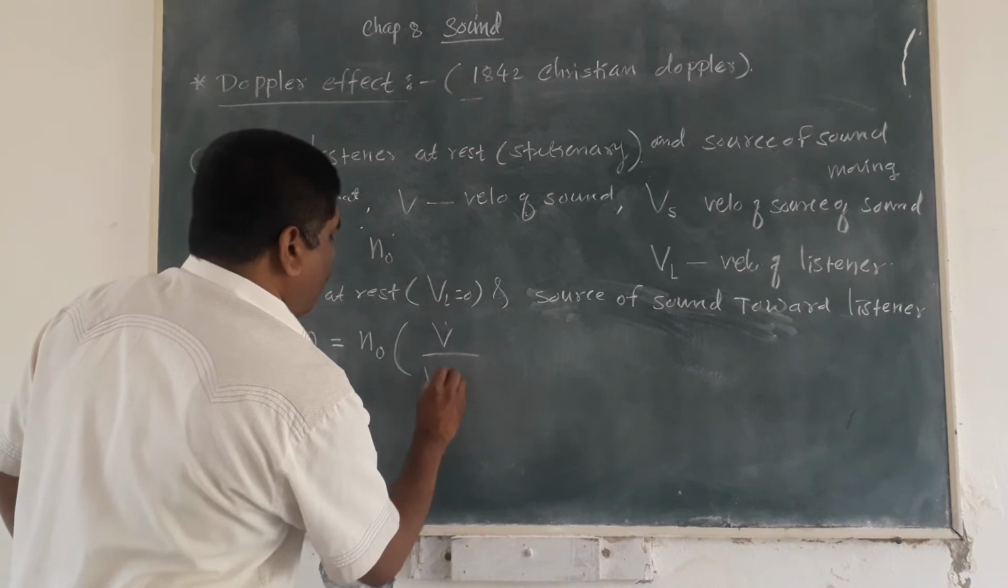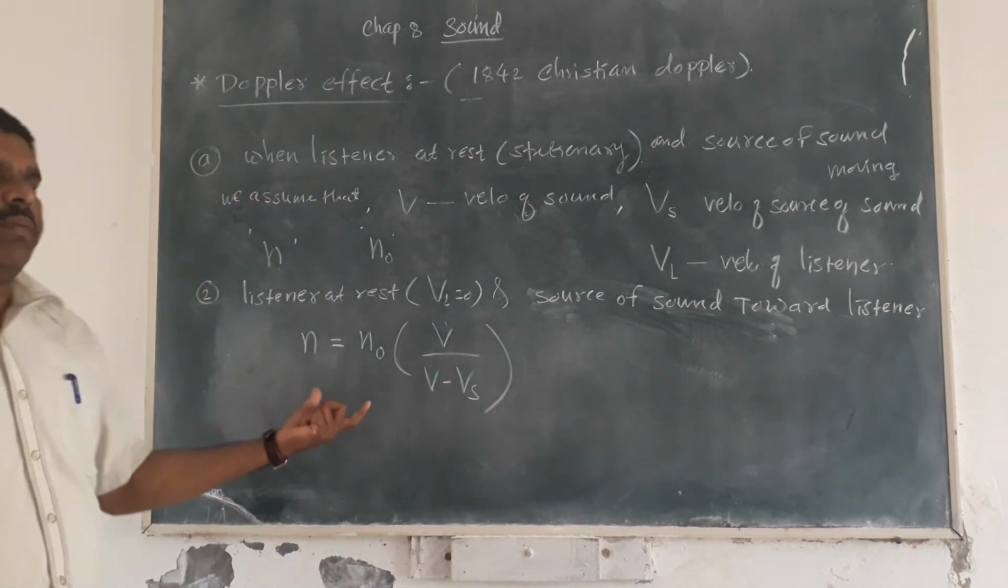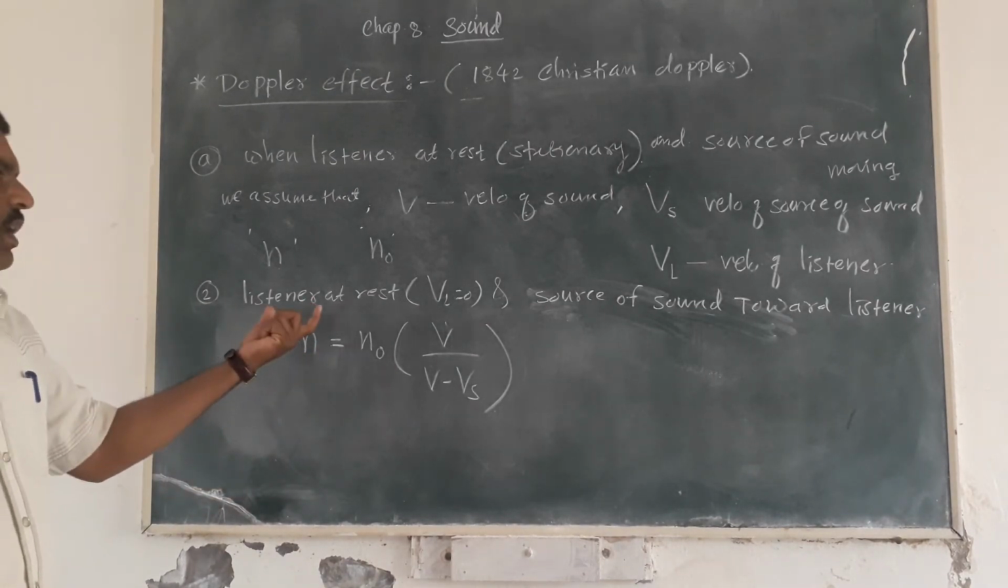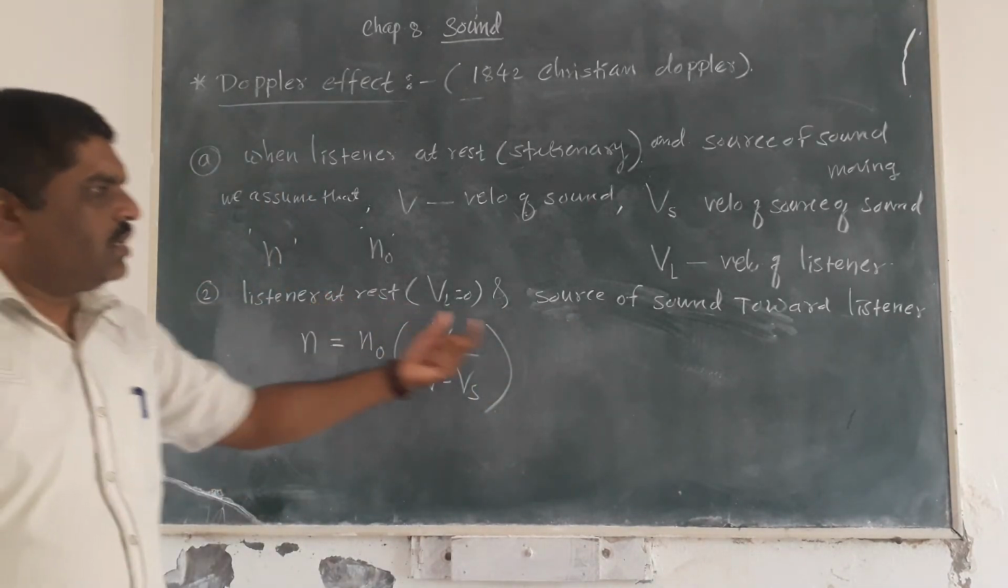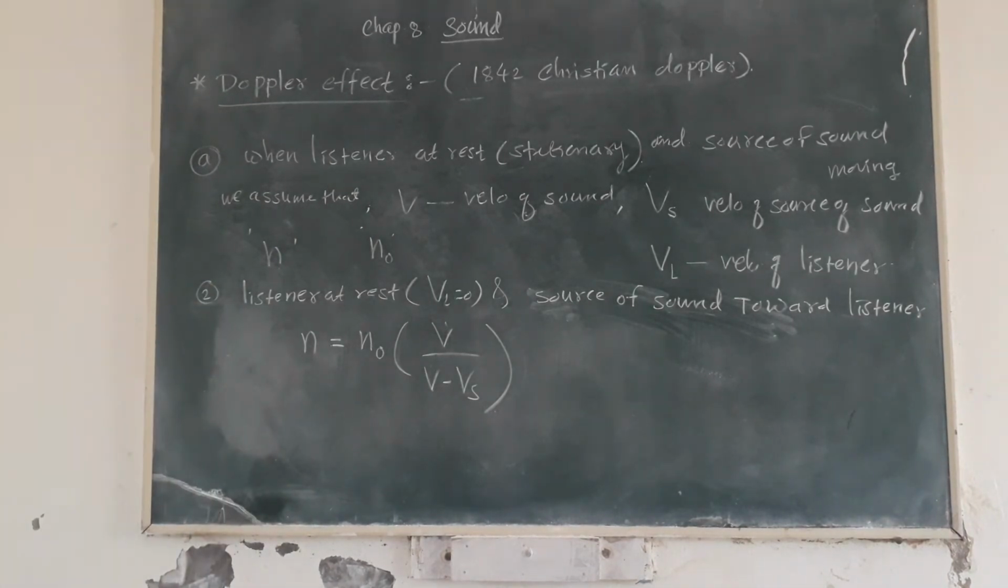by V minus VS. Using this formula we calculate the apparent frequency between listener and source of sound when the listener is at rest and source of sound is in moving condition. This is the first condition.